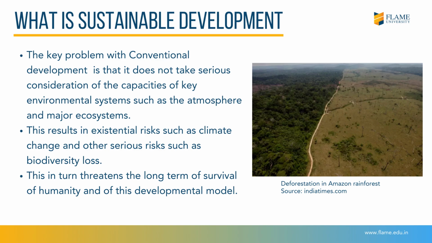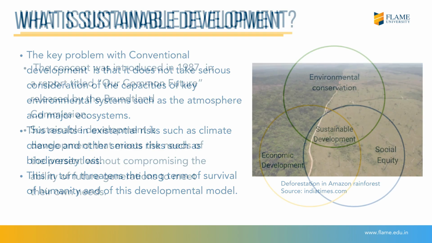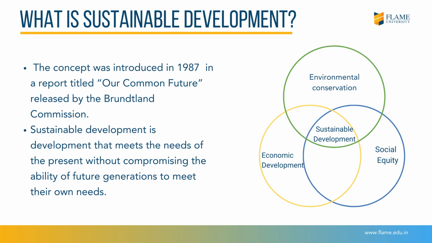Sustainable development differs in important ways from conventional development. The concept was introduced in 1987 in a report titled Our Common Future, released by the Brundtland Commission, also known as the World Commission on Environment and Development, named after Norwegian Prime Minister Gro Harlem Brundtland. Sustainable development is development that meets the needs of the present without compromising the ability of future generations to meet their own needs. Sustainable development emphasizes balancing three key goals: economic development, environmental conservation, and social equity or social justice.